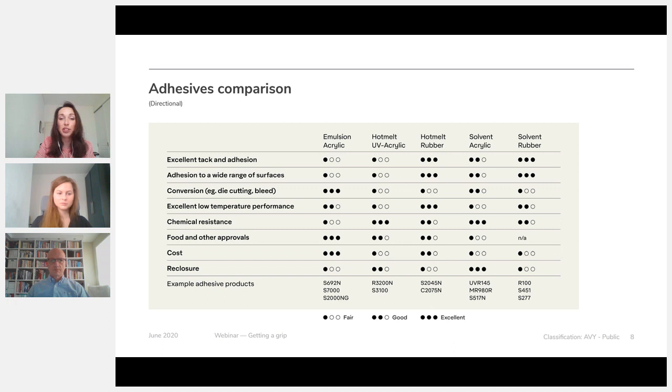And I would love to touch also the middle part. So let's look, for instance, at hot melt rubber. What you can see there is an excellent tack, but also an excellent low temperature performance. This is the typical, and there I have an example of S2045N. This is the typical adhesive that is very good for chilled food labeling, for instance. And this is the typical adhesive where you still have high tack, even in conditions where potentially condensation is present.